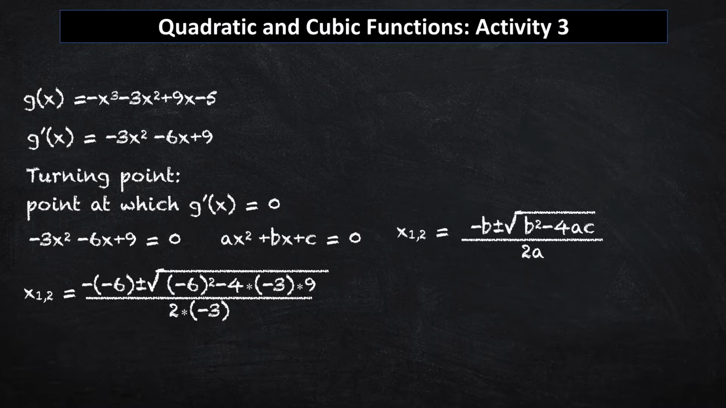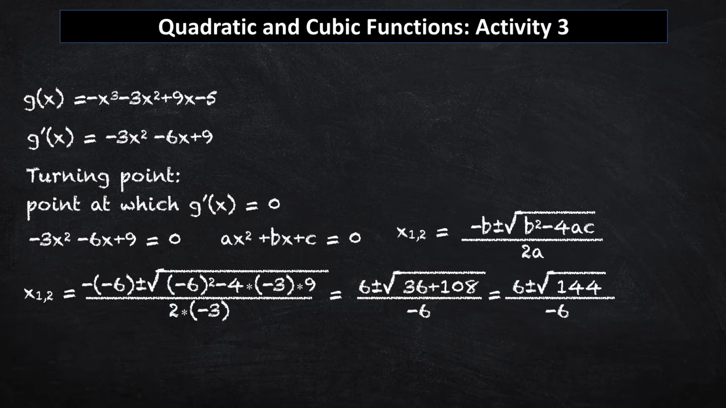So x1,2 becomes equal to minus minus 6 plus minus the square root of minus 6 to the power of 2 minus 4 that multiplies minus 3 that multiplies 9, everything divided by 2 that multiplies minus 3. This is equal to 6 plus minus the square root of 36 plus 108, everything divided by minus 6. It becomes equal to 6 plus minus the square root of 144 divided by minus 6. The square root of 144 is 12, so this is equal to 6 plus minus 12 divided by minus 6.